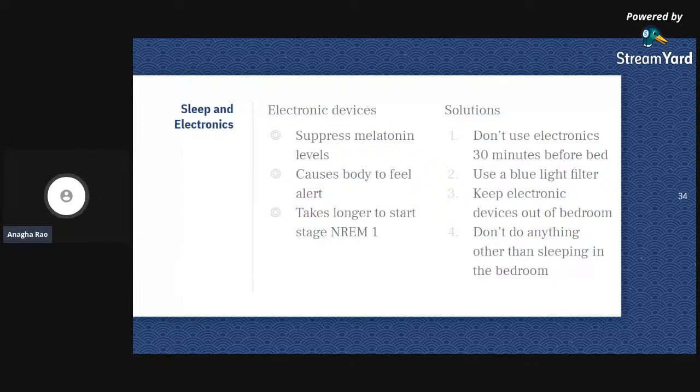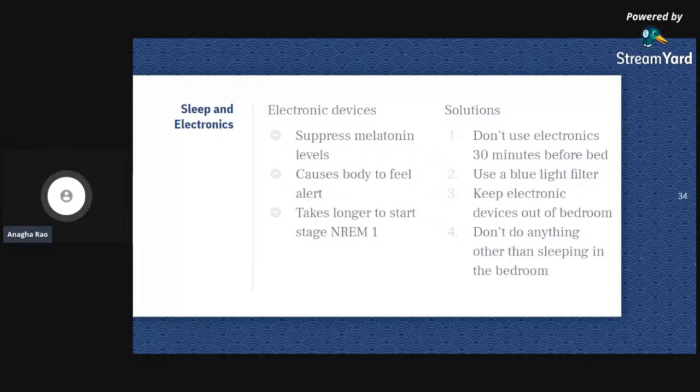The best solutions to this are: don't use electronics 30 minutes before bed, if not longer. This is because not using electronics allows the brain to sort of wind down. And this can keep circadian rhythms functioning correctly, because there's nothing to mess with them and tell them that we need to be awake.